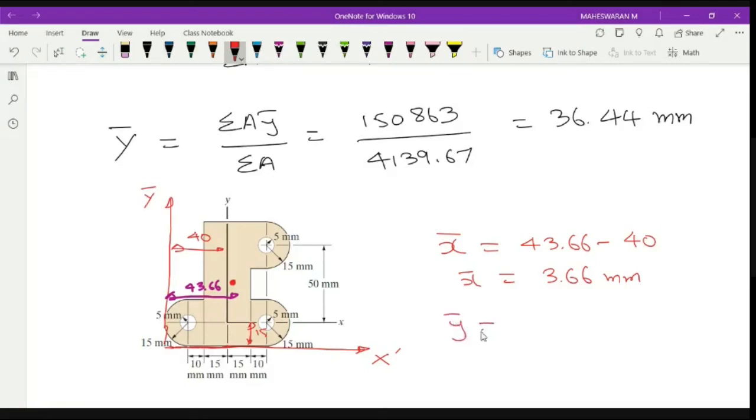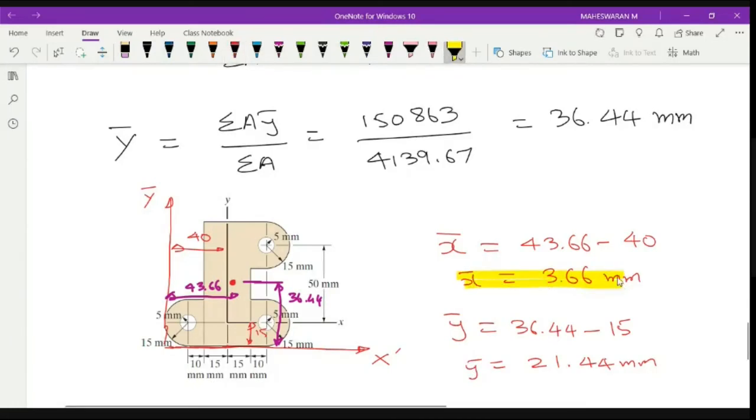Similarly, if I want y bar, you can see that this is my y bar. The distance is around 36.44. So your y bar is 36.44 minus this 15, because we are offsetting it. So minus 15, you will get 21.44 mm. This is my real answer based on the problem, based on the axis which is given. That's all for today. We will stop here. We will continue tomorrow.